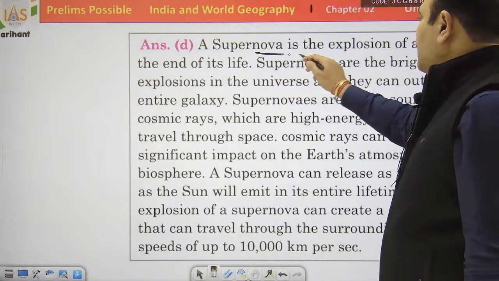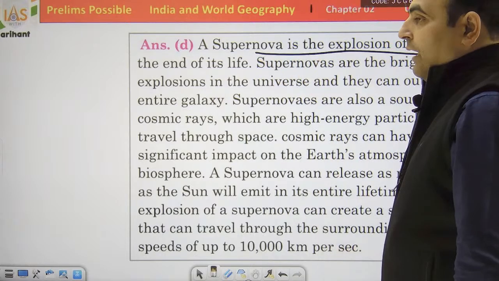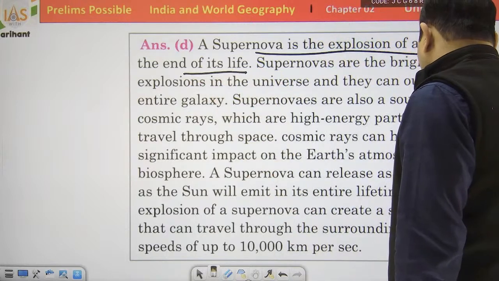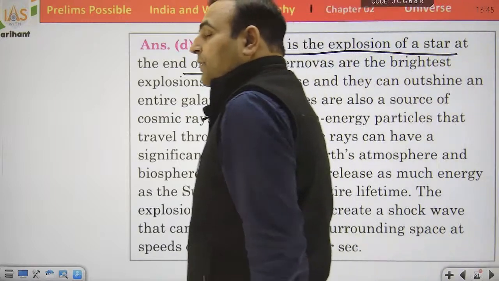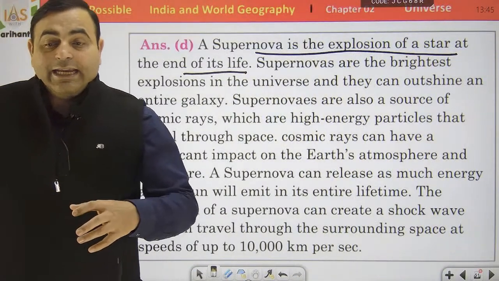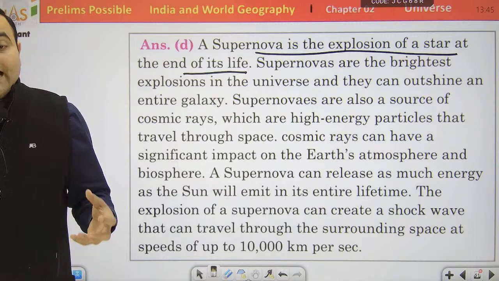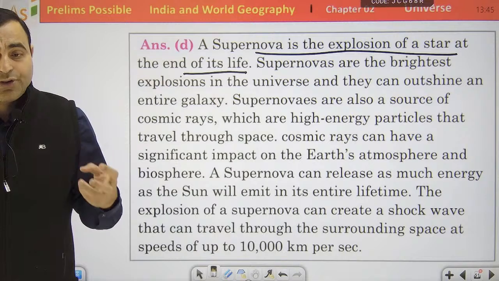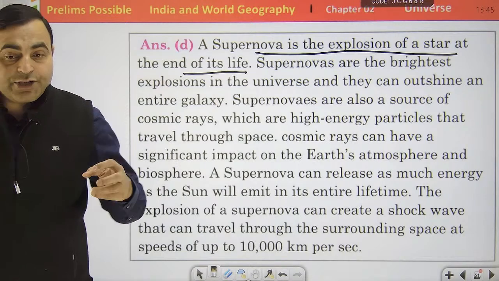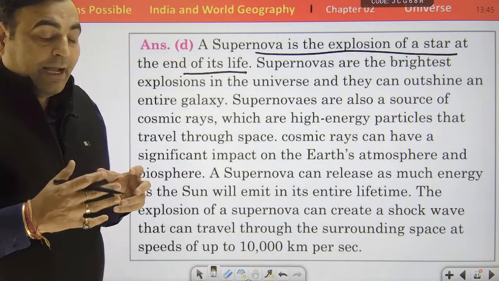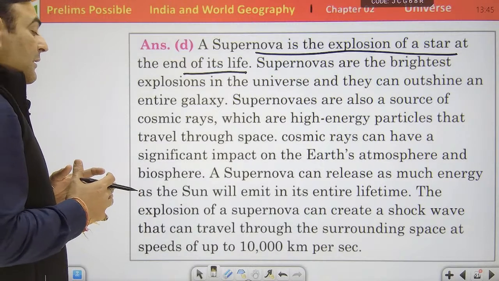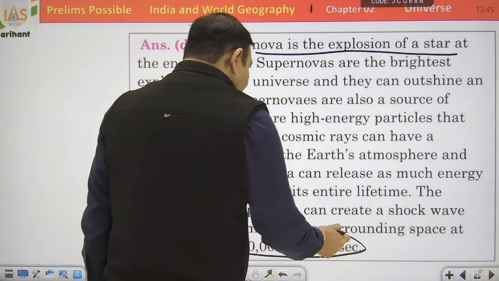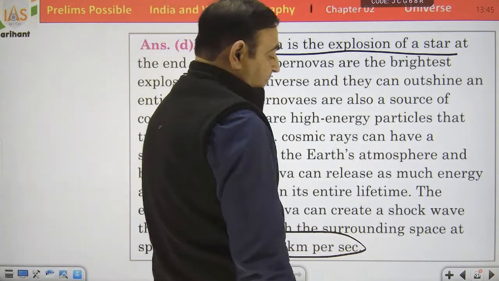Right? It is the explosion of a star, and it is the end of its life. This supernova releases very much energy, as much as the sun. Clear? The explosion of a supernova can create a shock wave which can travel at a speed of up to 10,000 kilometers per second. You can imagine it.